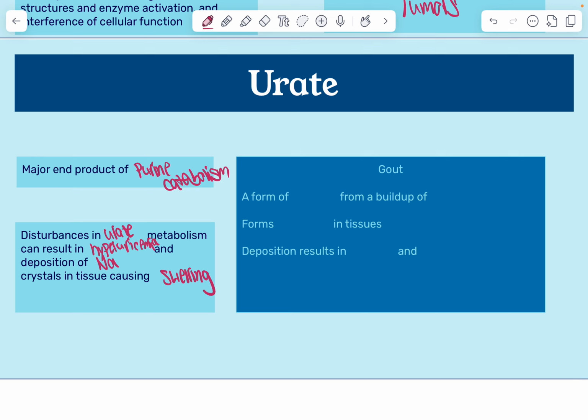So gout is a form of arthritis, and it is caused by a buildup of uric acid, which is also urate. And a lot of the time this happens in the big toe, and it forms urate crystals in our tissues. And the deposition is overall just going to result in cellular injury and inflammation.